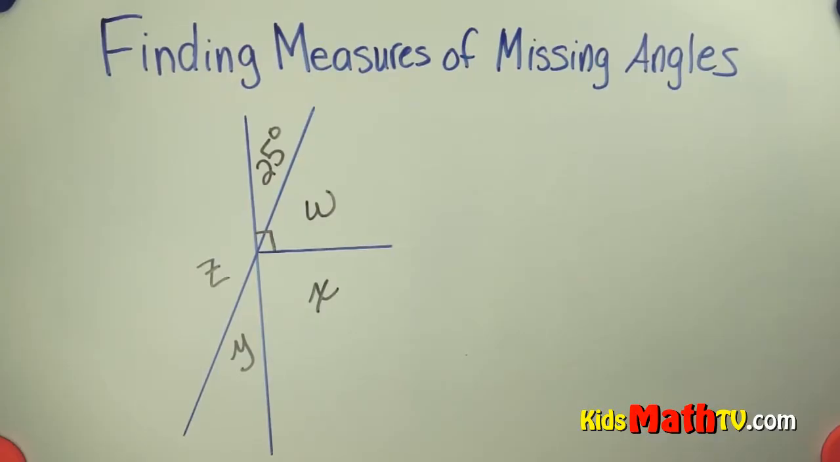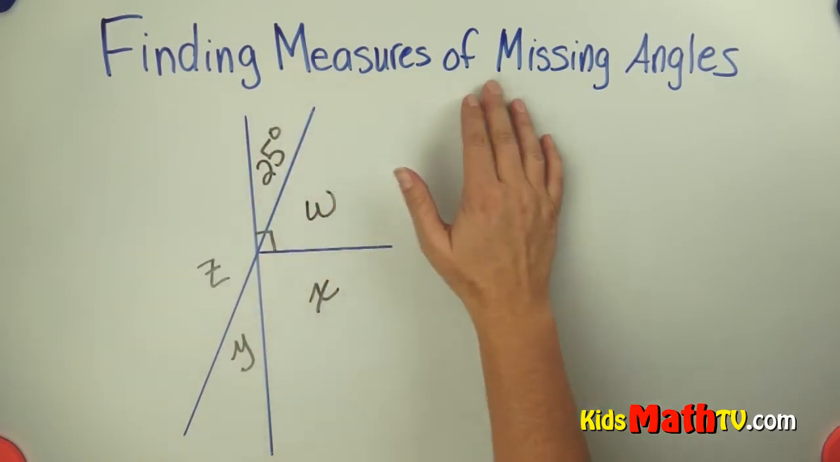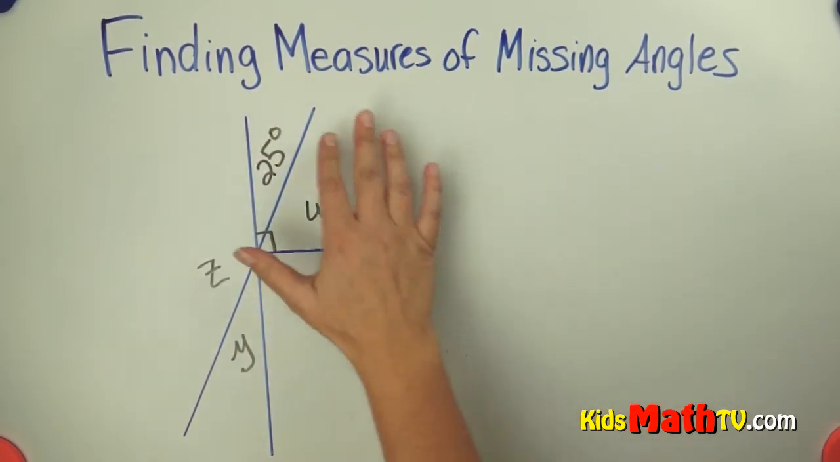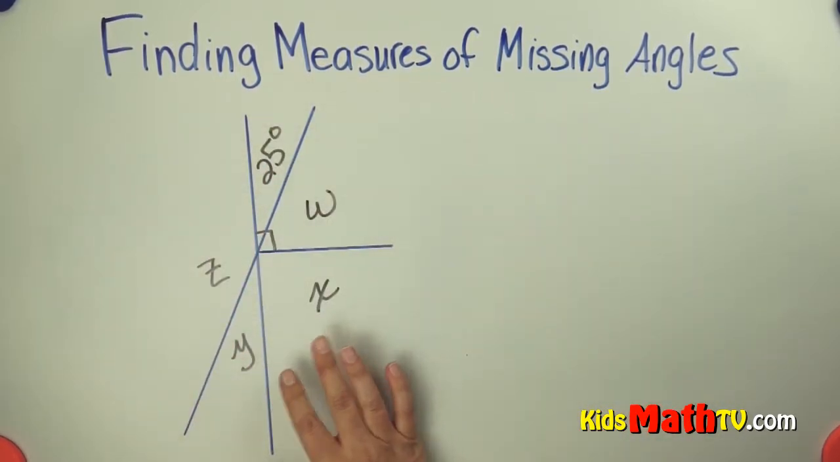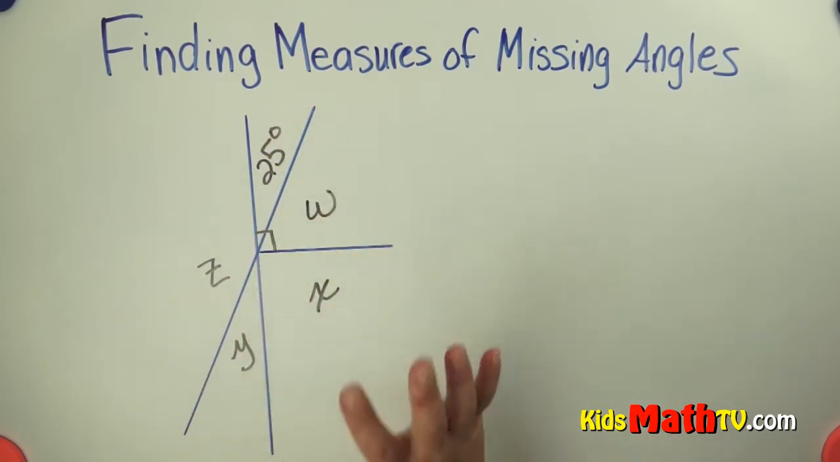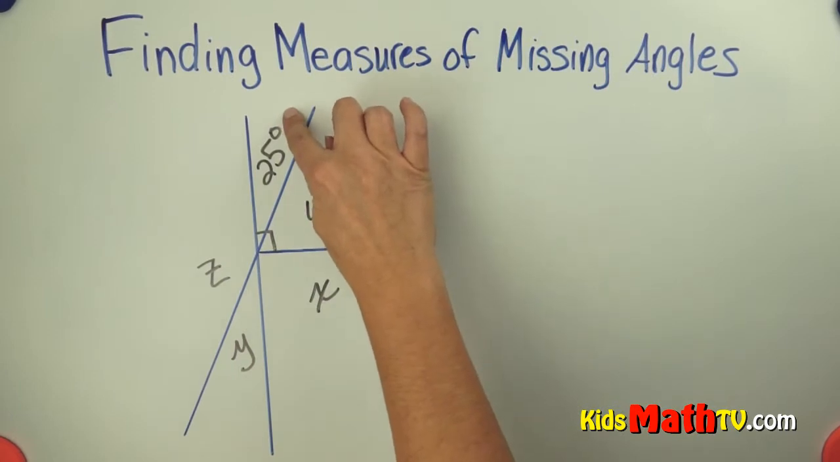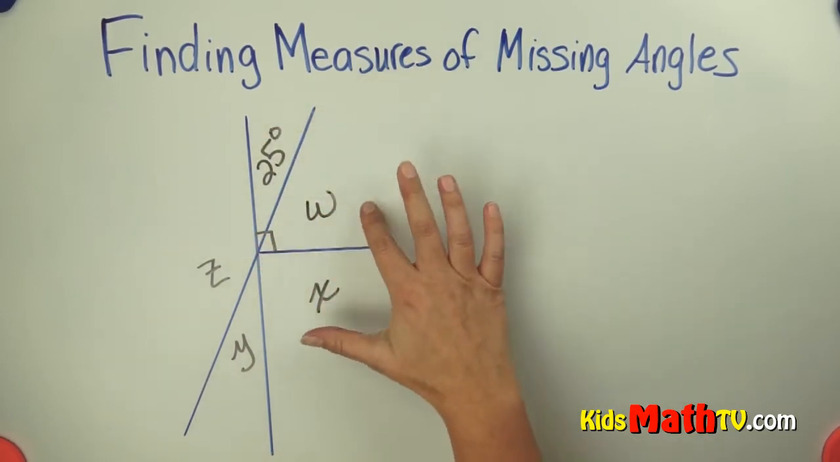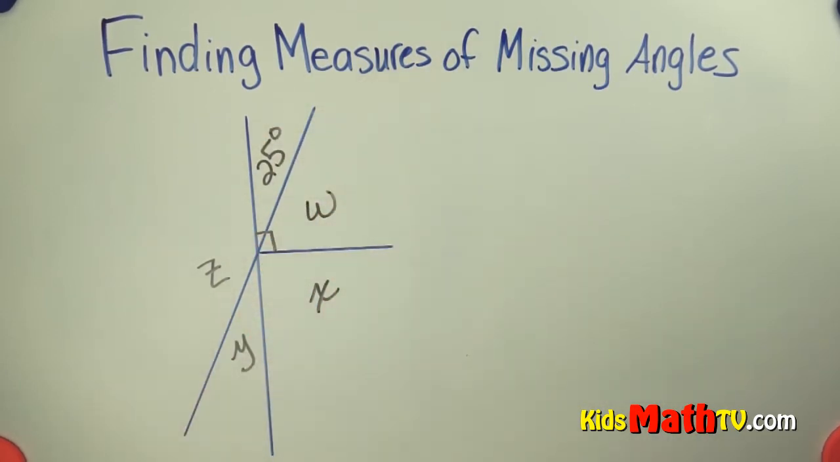In this lesson, you will learn about finding the measures of missing angles. So here I have a diagram. I have some straight lines that are intersecting, and with just this information here and this information, I can find the measures of all of these other angles. We're going to use things like vertical angles, complementary and supplementary angles to find these missing angles.